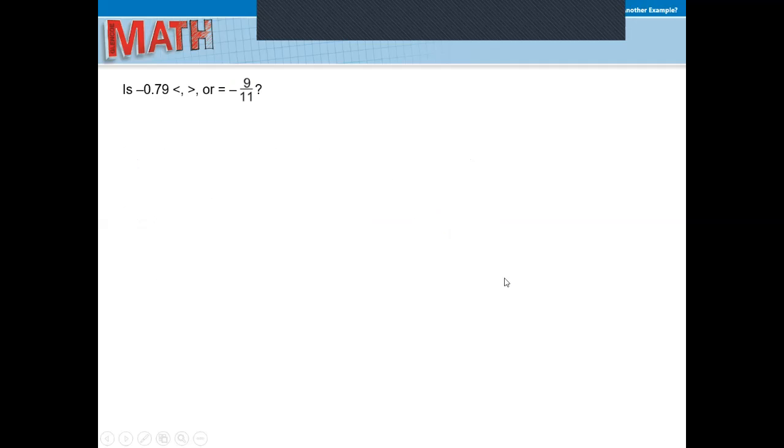Here's another example. Heads up for a non-terminating decimal, also called a repeating decimal. Go ahead and use a calculator to figure out 9/11 as a decimal. Show all of your work, pause while you're working, press play when you're ready to go on.